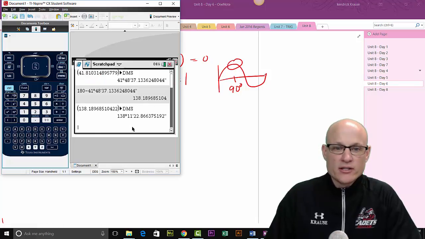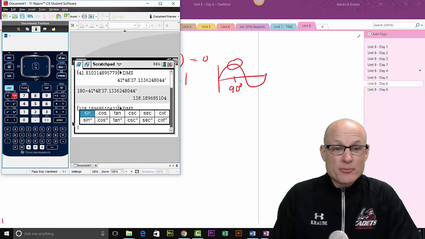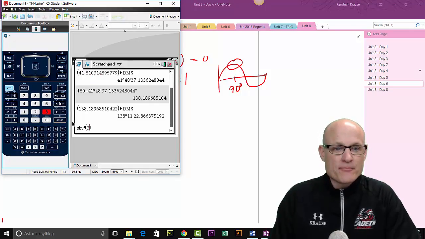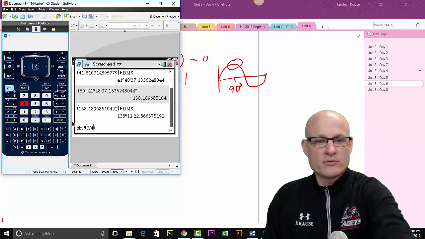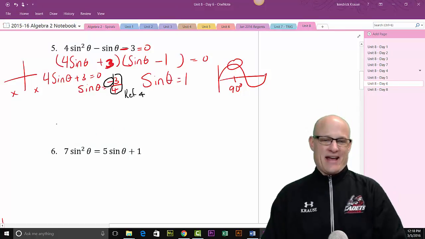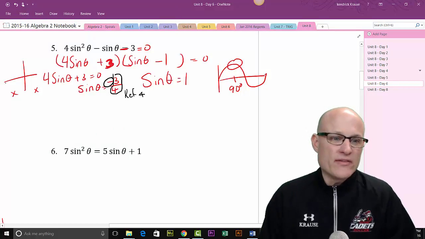So we come over here, and this is really important. Don't think you're going to be able to do this or not do this. You have to do this. Inverse sine of 3 divided by 4. Wasn't it 3 divided by 4? Yep, but I don't want that one. I want the one in this quadrant.